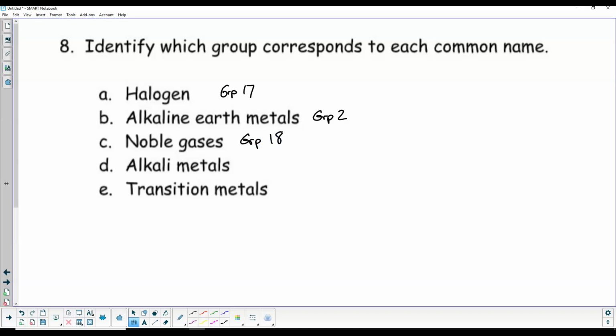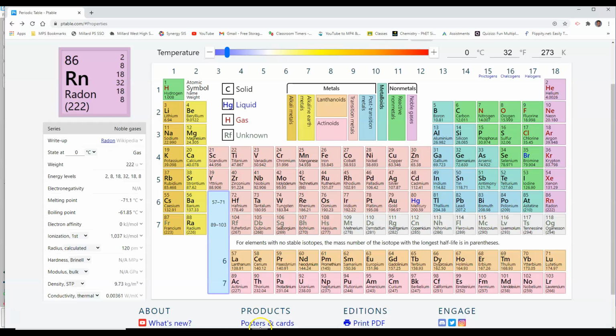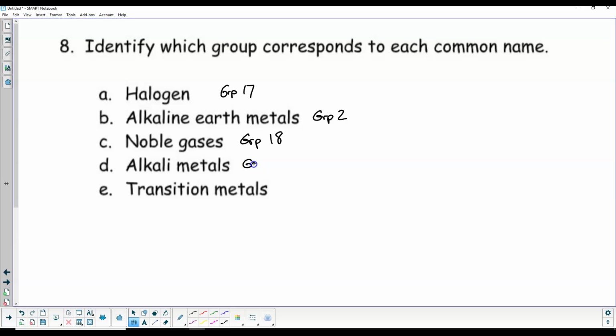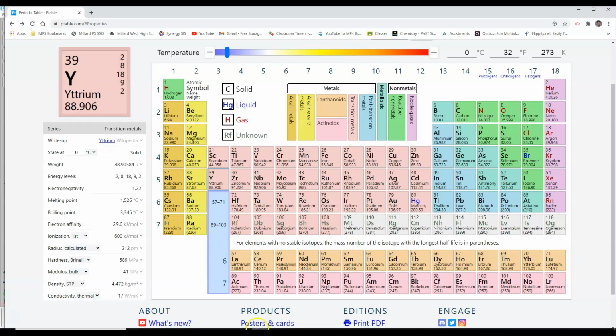Let's see, the alkali metals. Alkali metals are right here. Hydrogen is not one of them, but these other elements in group 1. And then the transition metals. Transition metals are anything here in this center section. Okay, these are transitions. You could even include these down here. They're sometimes referred to as the inner transitions. But yep, transitions is basically this middle section. So we'll say groups 3 through 12.